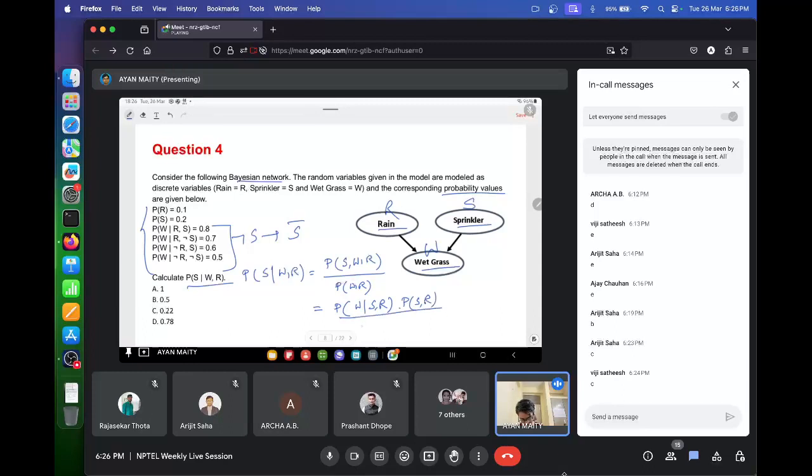divided by probability of w given s comma r, probability of s comma r, plus probability of w given negation of s comma r, probability of negation of s comma r.